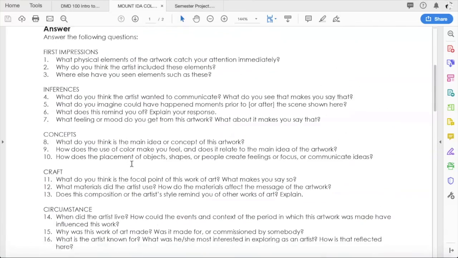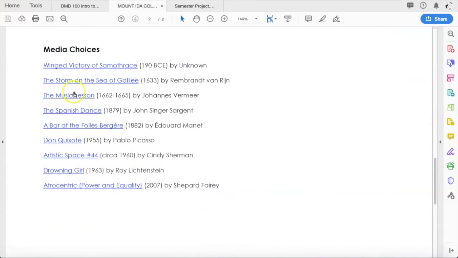Okay, so let's take a look at what the artwork is. So we have the list here. They're similar to the television ones. They begin as the older item, and then they get newer and newer as we go. So we are starting out with 190 BCE, going all the way up to 2007. So we cover a lot of years with these.